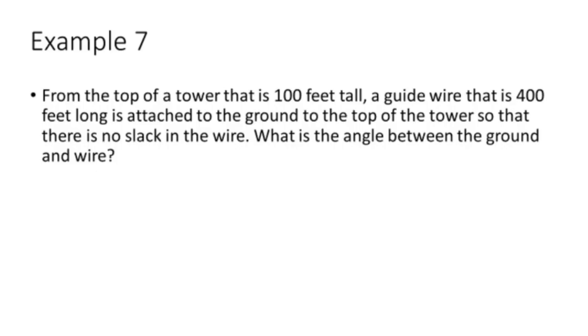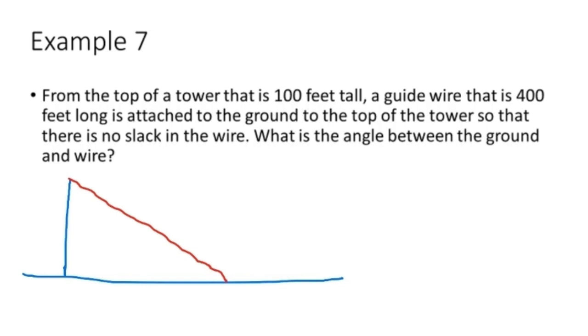For our next problem, from the top of a tower that is 100 feet tall, a guide wire that is 400 feet long is attached to the ground to the top of the tower so that there is no slack in the wire. What is the angle between the ground and the wire? Just like in the triangle problems we looked at last unit, we want to start by drawing a picture. So the horizontal line will represent the ground, the vertical line will be our tower, and this red line will be our guide wire. Since the problem says there's no slack in the wire, that just means the wire is a straight line from the top of the tower to the ground.